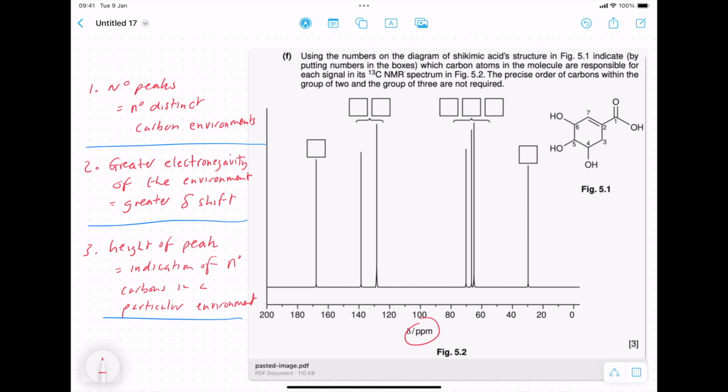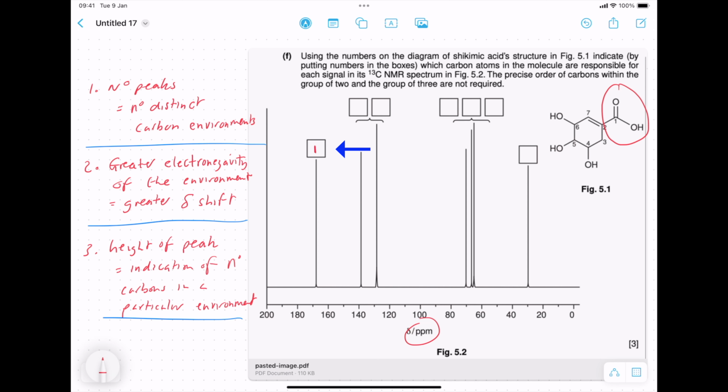So I'm going to start with the easiest one, which is utilizing rule number 2. The greater the electronegativity of the environment, the greater the chemical shift. And the one that jumps out to me immediately is this one. You have a carbon, which is that dot there, directly attached to an oxygen, a C double bond O, and an OH to the other side. And that is going to have the greatest chemical shift. That has to be that carboxylic acid carbon, and this is confirmed by the data table, up around 200, it is going to be that one there.